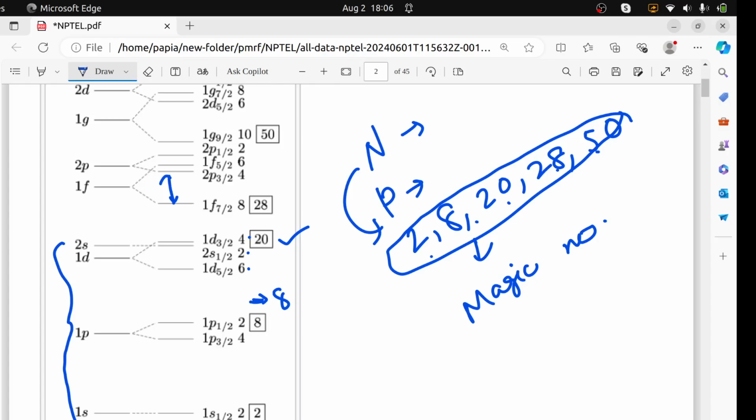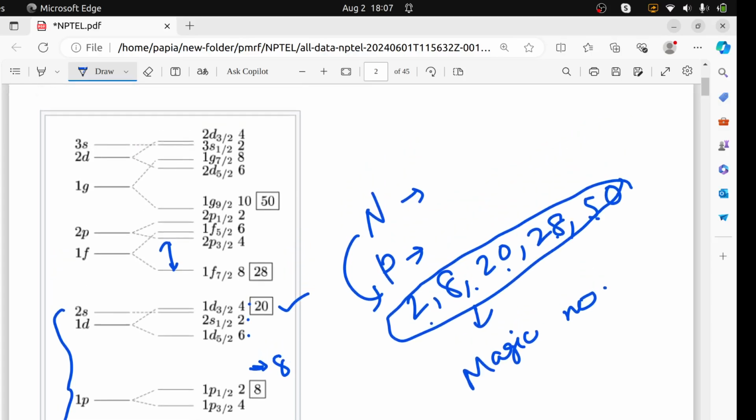Now coming to this state. These states are all a little bit overlapping with each other, right? That means 2p, 1g, and one portion of 1g are very overlapping with each other. So that means 28 plus 4 plus 6 plus 2 plus 10. As a whole, it is giving us 50.